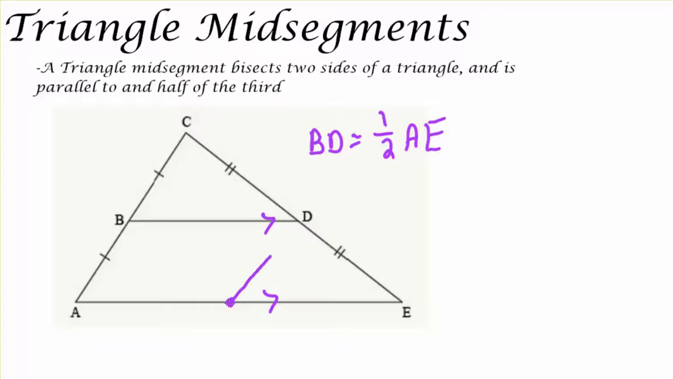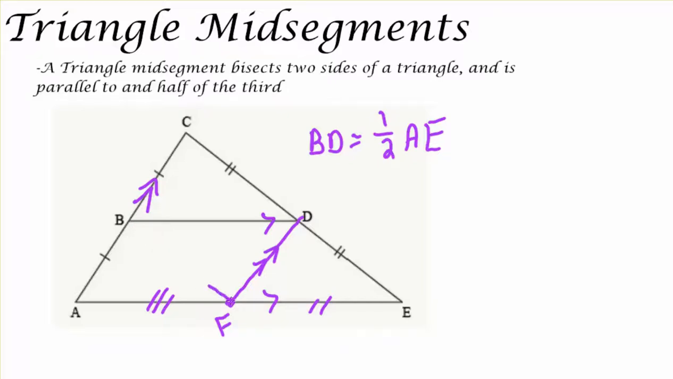Now, every triangle can have more than just one midsegment. So let's say I estimate the midpoint of AE and connect it to point D. I've now made another midsegment that is parallel to the side AC, meaning that I bisected AE. And let's go ahead and call this new midpoint on AE point F. So I've made new midsegment DF.